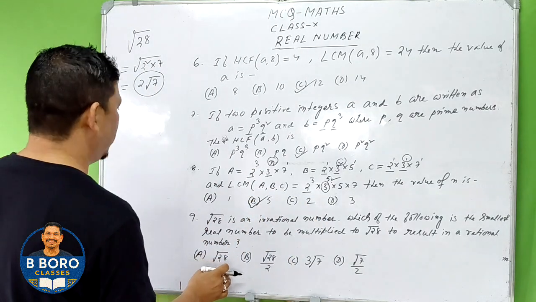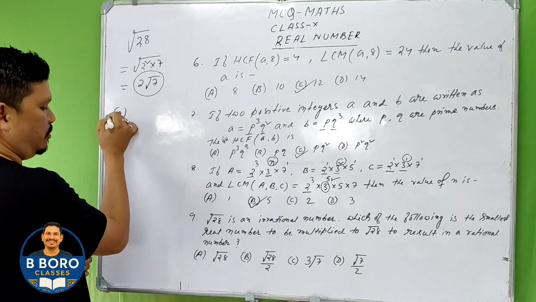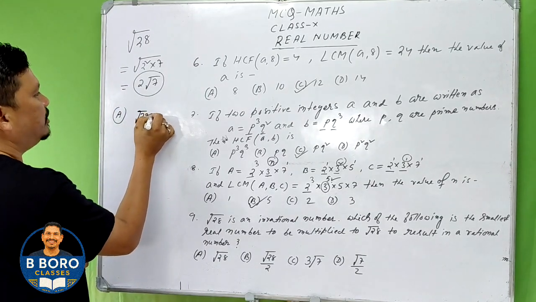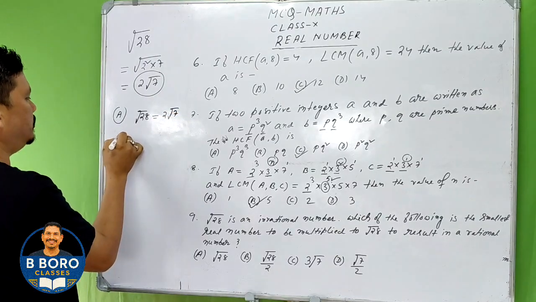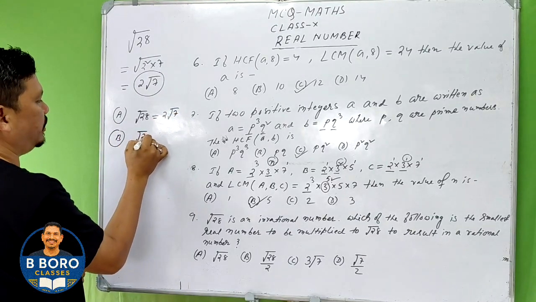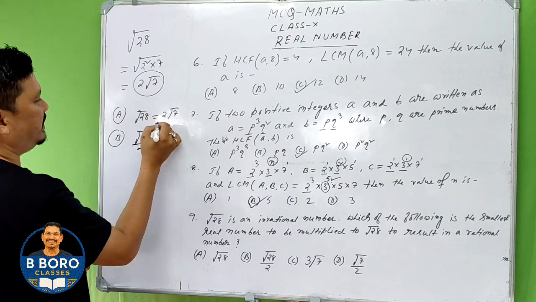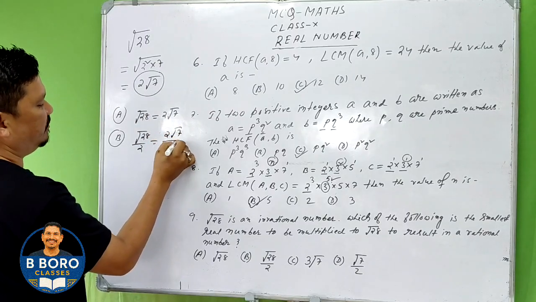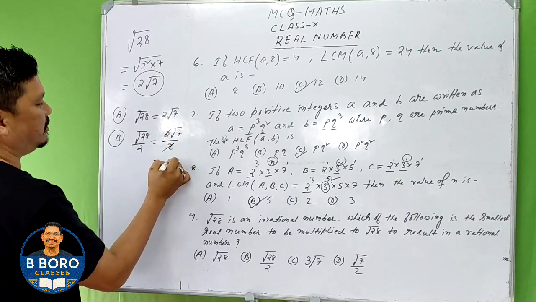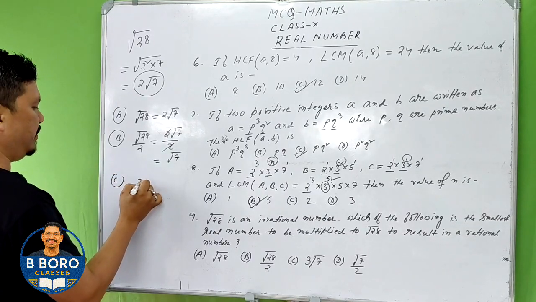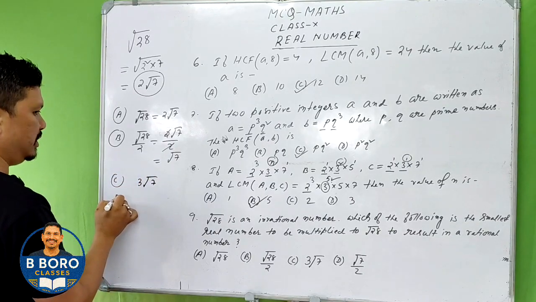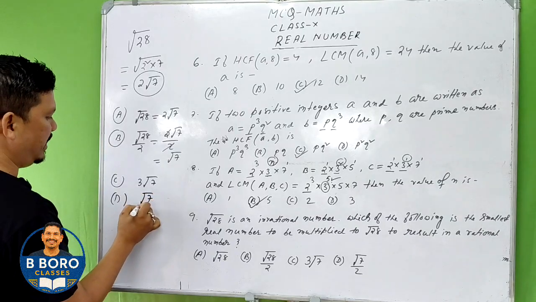So we are given 4 options. Option A is given as square root of 28. Already determined, square root of 28 means 2 root 7. Option B is given as square root of 28 by 2. So 28 means 2 root 7 divided by 2. The 2 cancels out, that means square root of 7. Similarly, option C is given as 3 root 7. And option D is given as root over 7 by 2.